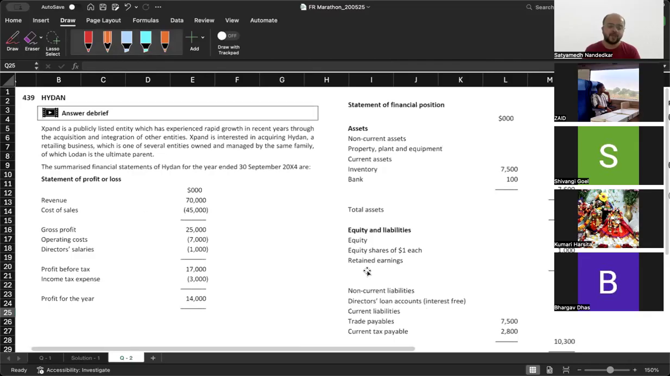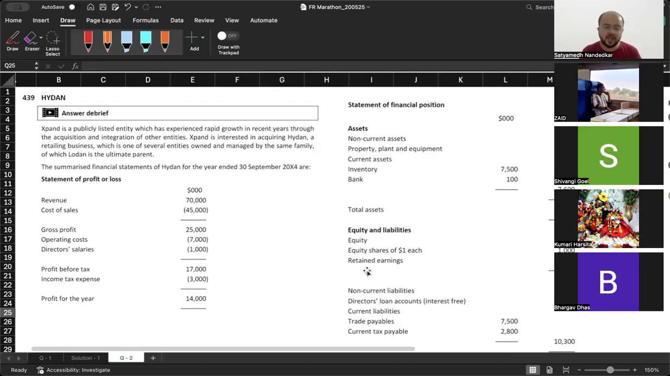Let's see. Expand is a publicly listed entity which has experienced rapid growth in recent years through the acquisition and integration of other entities. Expand is interested in acquiring Hayden, a retailing business which is one of several entities owned and managed by the same family, of which Loden is the ultimate parent.